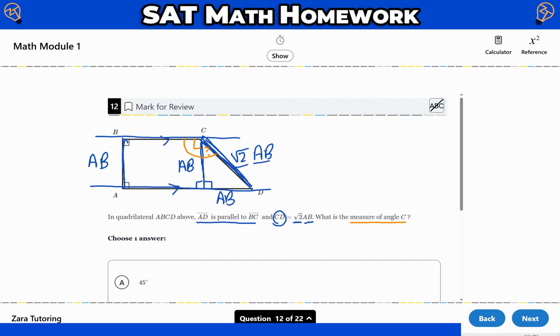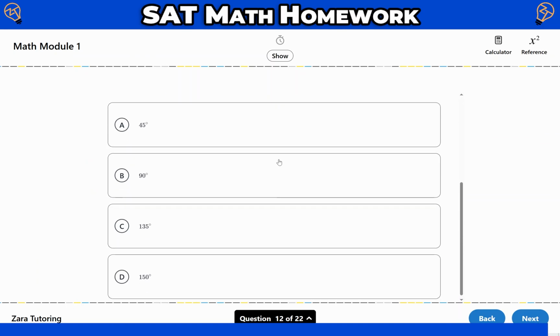And notice why that makes a lot of sense. Once we drop down this segment right here, it turned it into a rectangle where opposite sides are congruent. So it makes sense if this is AB, then this is as well. And since we now established that it's a 45, 45, 90, we can put in this 45 there, 45 here. But what really matters is the measure of angle C, which is going to be 90 plus 45, which is equal to 135, or option C.